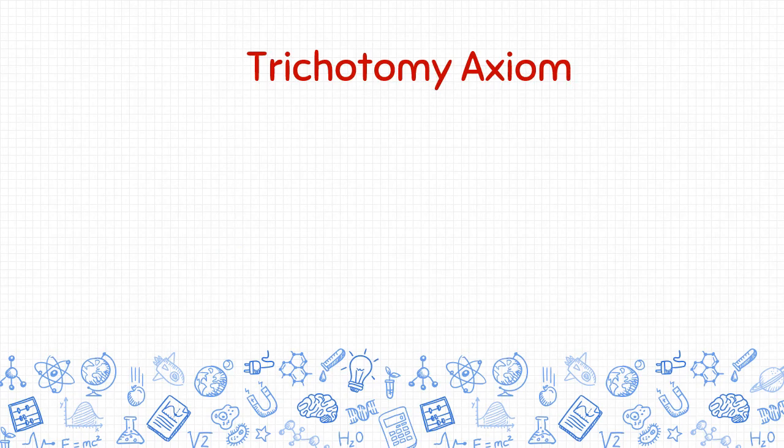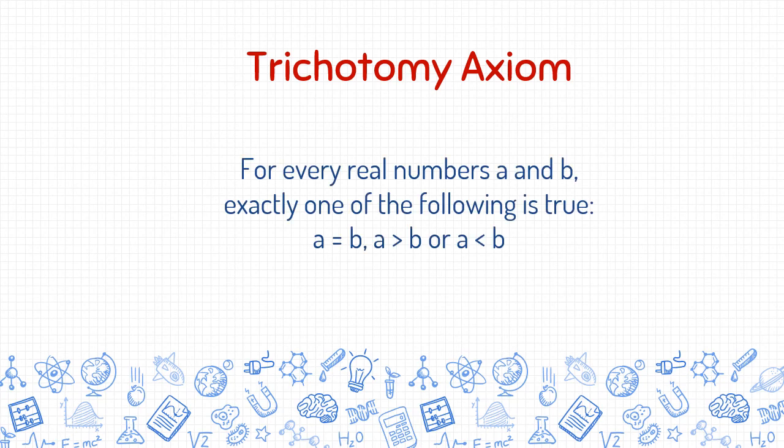Next example, we have the trichotomy axiom. For every real number a and b, exactly one of the following is true. Either a is equal to b, or a is greater than b, or a is less than b. Again, in this axiom, exactly one of the following is true: either a is equal to b, or a is greater than b, or a is less than b.